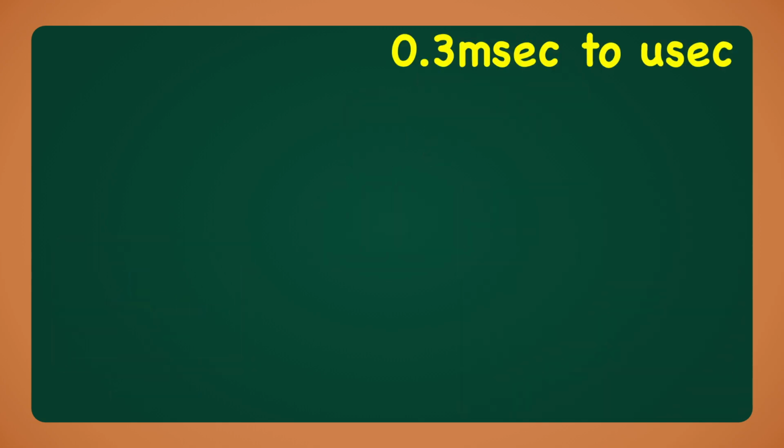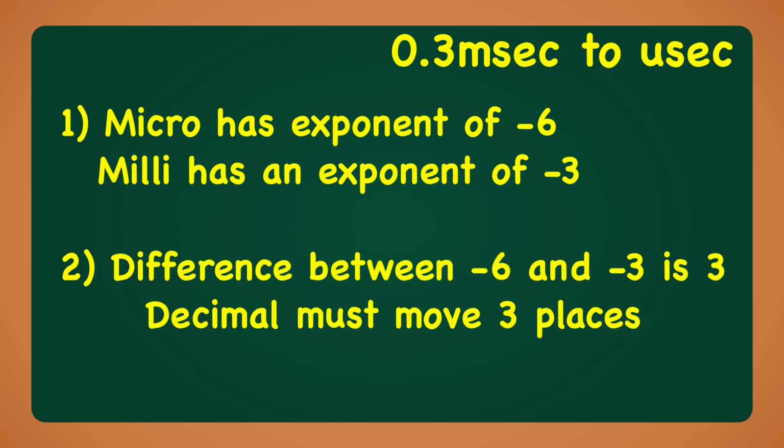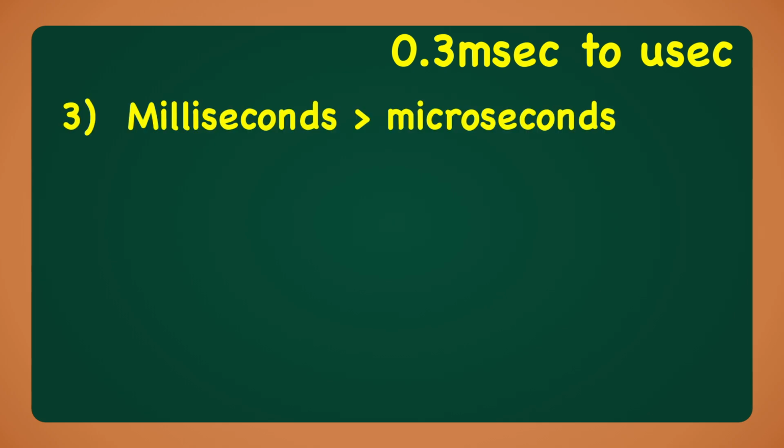Step 1. Compare the exponents. Looking at the chart, we see that micro has an exponent of -6, while milli has an exponent of -3. Step 2. Find the absolute difference between the exponents. The exponents differ by 3, so the decimal point must move 3 places. Step 3. Determine whether you're converting to a larger or smaller unit. Milliseconds are a larger unit than microseconds, so we're converting from a larger unit to a smaller unit.